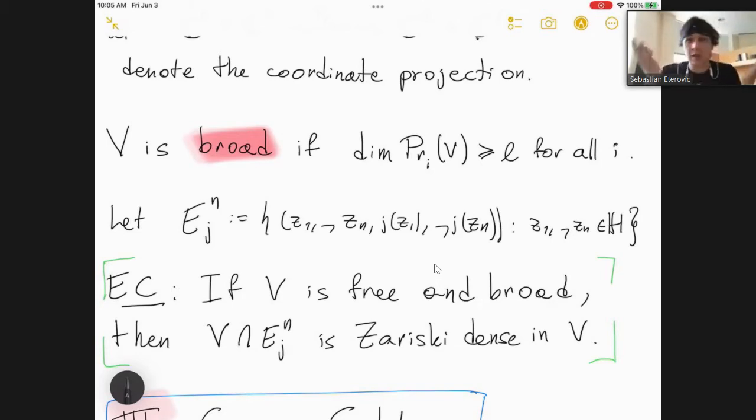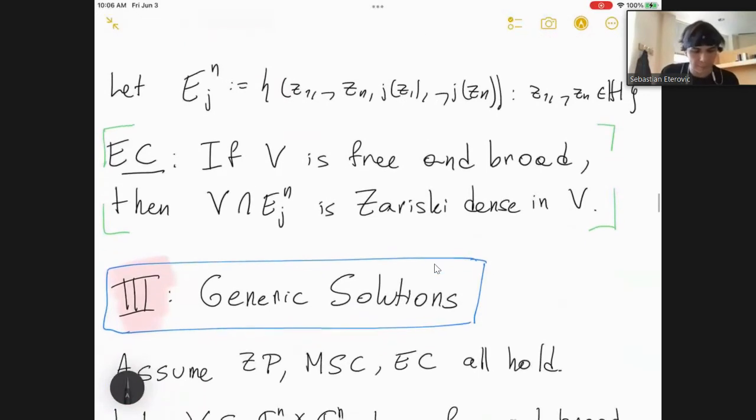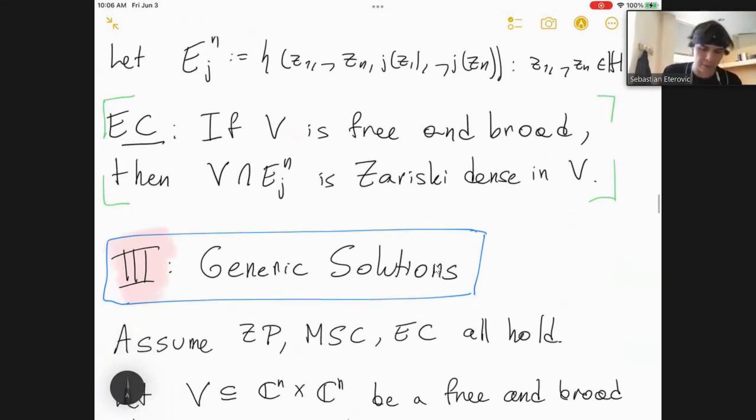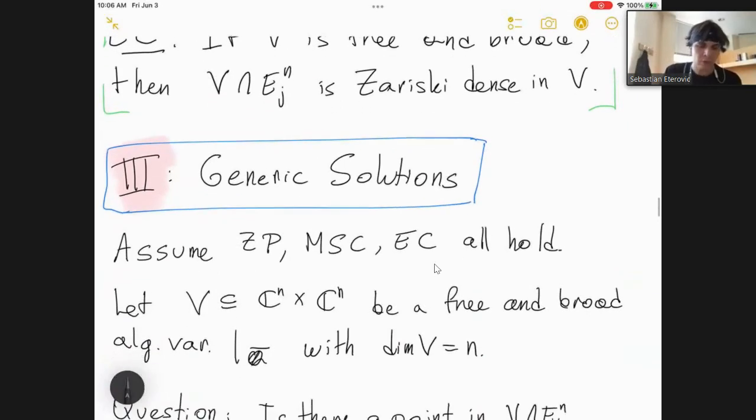So now what I want to do is show you a circumstance in which these conjectures all come together and play with each other very nicely. And this is the part which explains the title of the talk today. Okay, so generic solutions. Let's assume that these three conjectures are all true. So what do they tell you about each other? Take a variety inside of, again, the Cartesian product space, which is free and broad, defined over the algebraic numbers, and assume that it has dimension exactly equal to n.